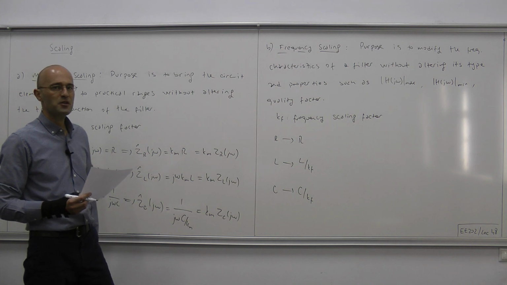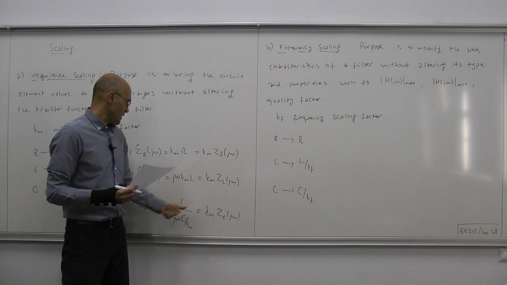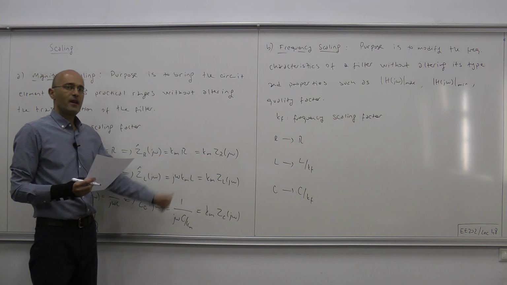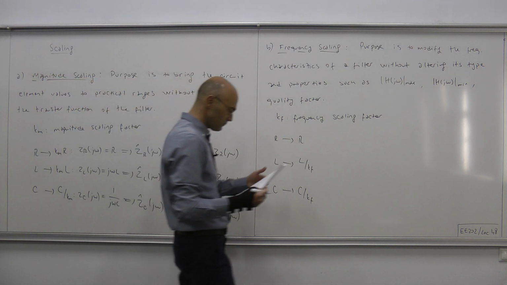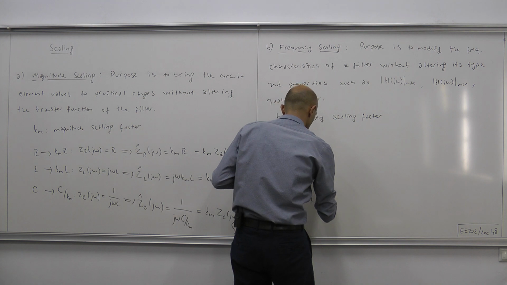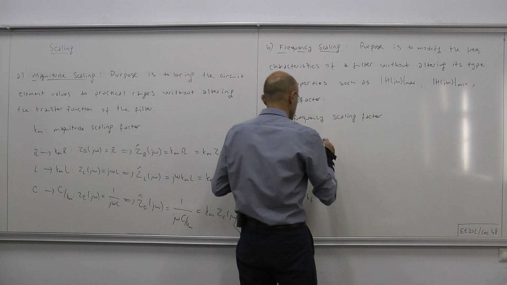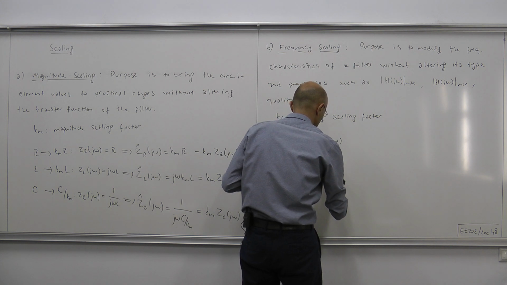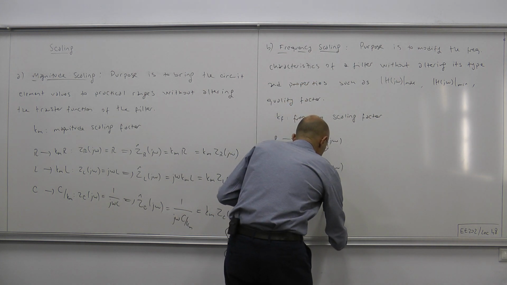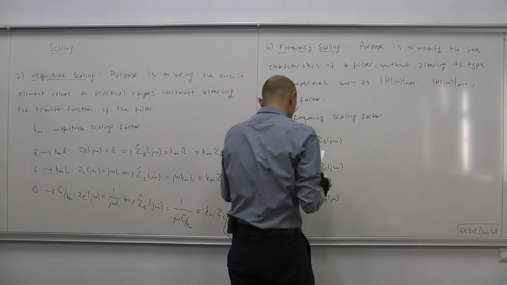So let's see what happens to the new impedances in our circuit after the frequency scaling. Let's begin by writing the impedances again: ZR(jω), ZL(jω), and ZC(jω).